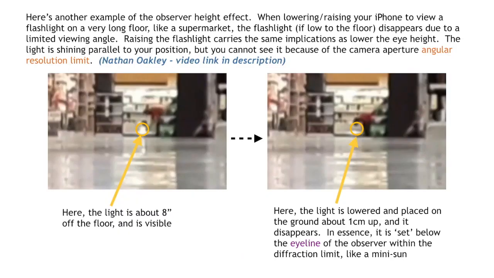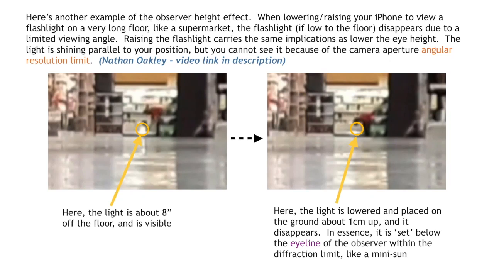So here's another example of the observer height effect, and again, video links are in the description. But when lowering or raising your iPhone, which has a small aperture in comparison to, say, your eye or a high-end camera, to view a flashlight on a very long floor like a supermarket, the flashlight, if it's low to the floor, disappears due to a limited viewing angle.